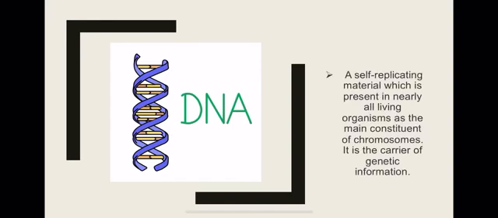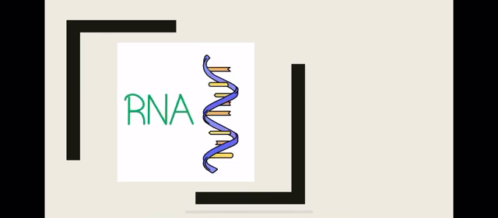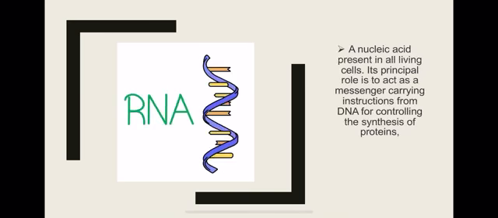DNA is a self-replicating material which is present in nearly all living organisms as the main constituent of chromosomes. It is the carrier of genetic information. Now, RNA, on the other hand, is a nucleic acid present in all living cells. Its principal role is to act as a messenger carrying instructions from DNA for controlling the synthesis of proteins.